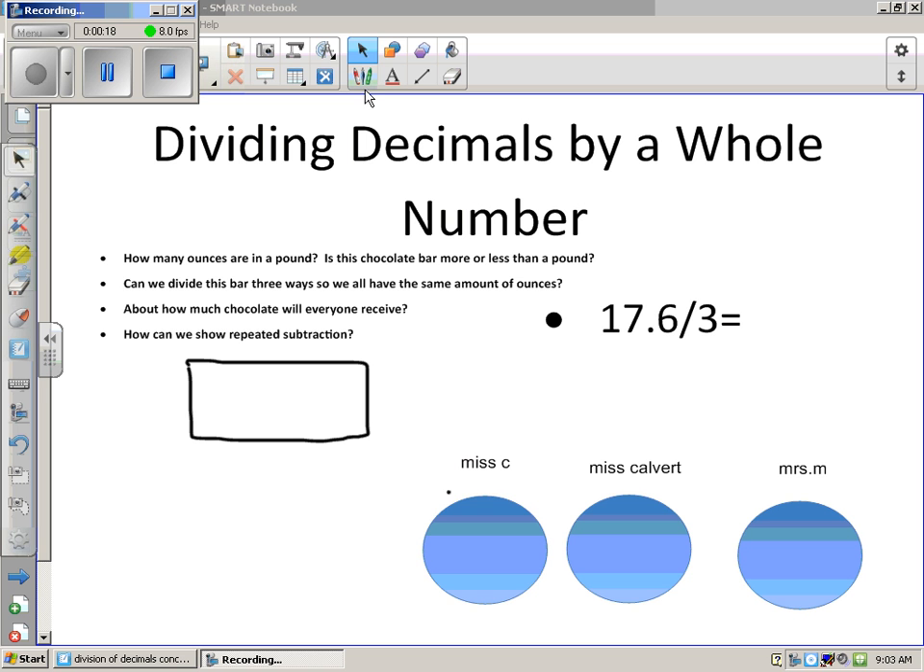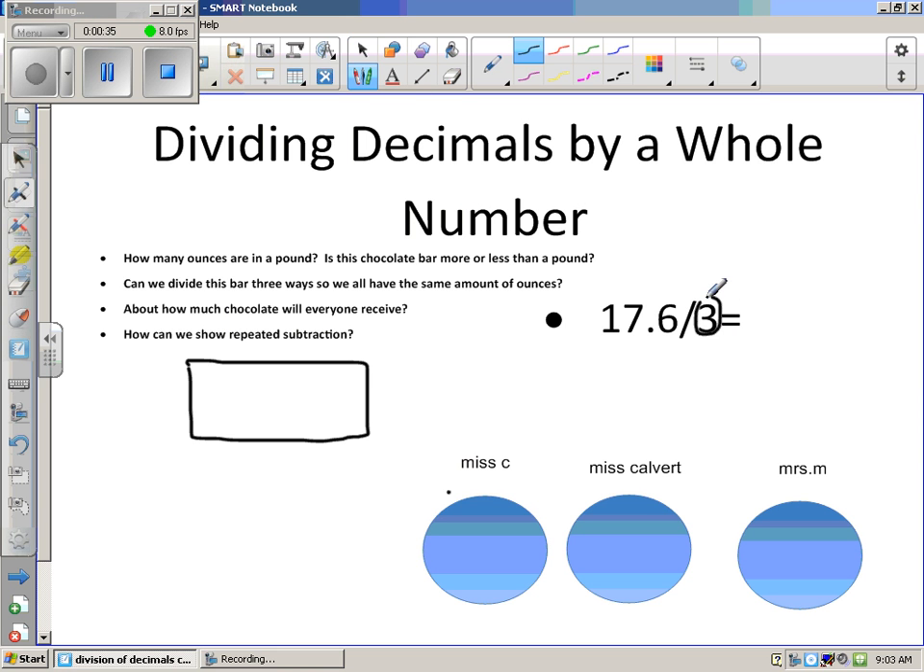And then we were talking about the fact that if this was 17 and 6/10 ounces, how could we divide it up between the three teachers, Miss Calvert, Miss C, and myself? So we were thinking to ourselves, what could we estimate here? What number, if multiplied by 3, gets us close to something over here? And if somebody had said 5, let's try 5. Because we know 3 times 5 gets you 15, it's close. So it's a good way to start. So we started by putting 5 ounces to each teacher.